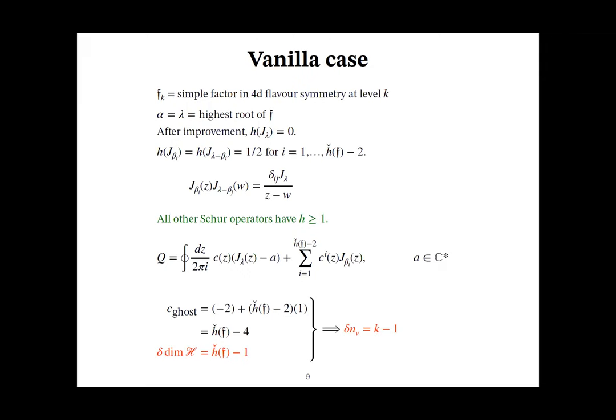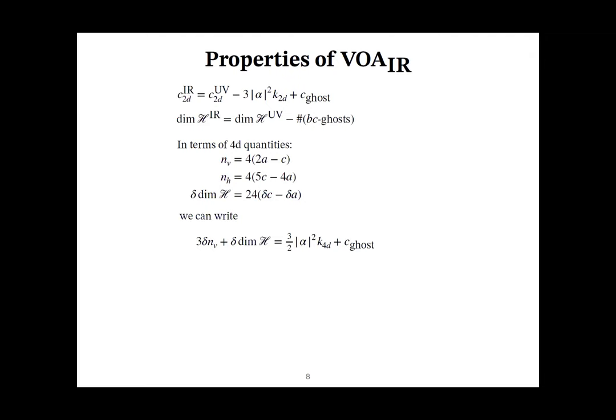The viral anomaly coefficients in the 4D theory, and I can relate. So there's one quantity that I happen to like, an effective number of vector multiplets in the 4D theory. And this, the change in the dimension of the Higgs branch, is related to the change in c and a by this. I'm not saying that the Higgs branch dimension is equal to that, but the change is equal to the change in those guys.